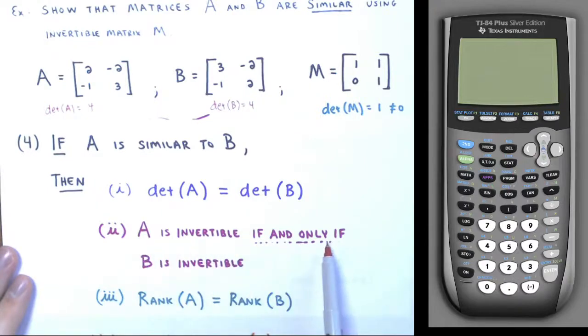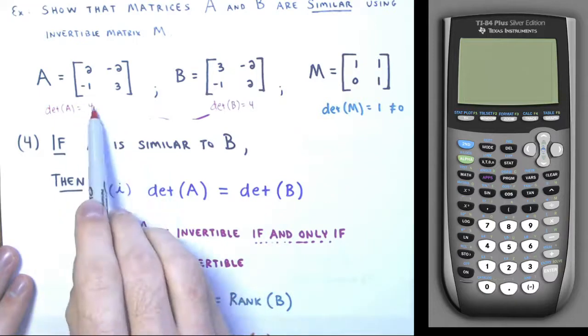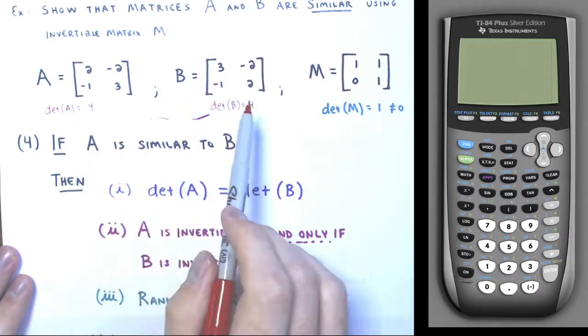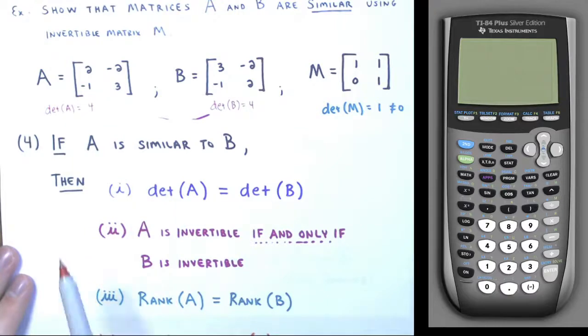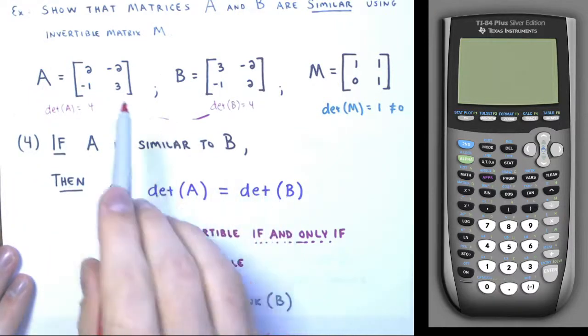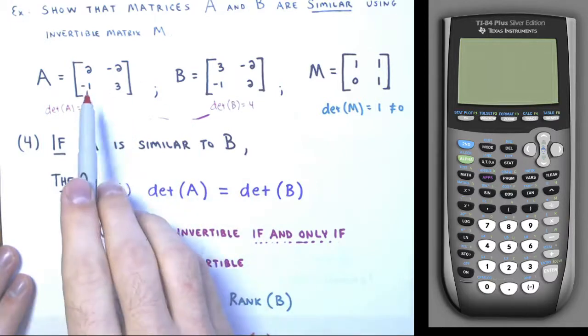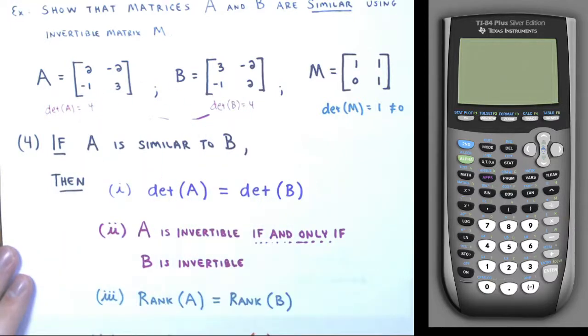Remember this statement too. A is invertible if and only if B is invertible. Well, that means they're both invertible or they're both non-invertible. Well, that comes from the fact that the determinants are the same, right? If both the determinants are not 0, which these are here, then they're both invertible, right? So A and B are both invertible. If the determinants are both 0, then they're both not invertible, right? Here we have A and B are both invertible.